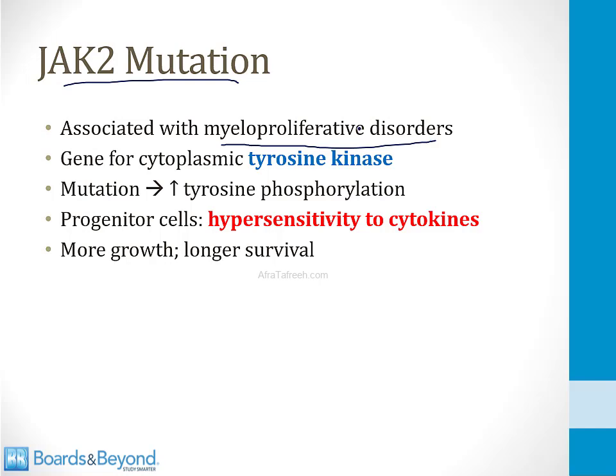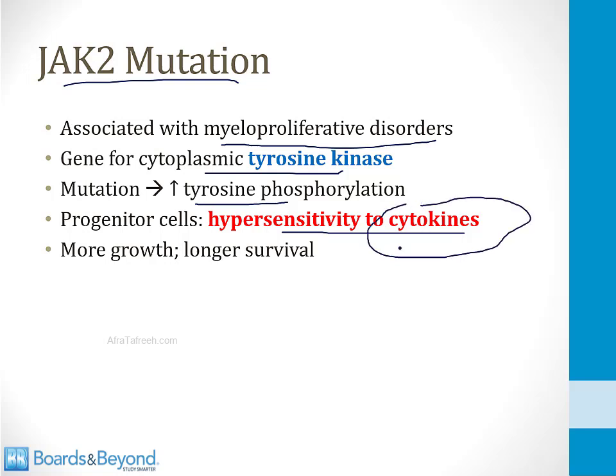The JAK2 gene is a gene for a cytoplasmic tyrosine kinase. Just like all the JAK proteins are tyrosine kinases found in the cytoplasm on the cytoplasm side of the cell membrane. This particular mutation leads to increased tyrosine phosphorylation and therefore bone marrow cells are hypersensitive to cytokines. And as we just discussed, many cytokines can activate these JAK-STAT receptors. The result is more growth and longer survival of bone marrow cells, and that's what leads to the myeloproliferative disorders.